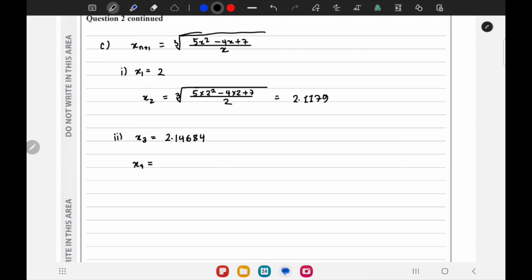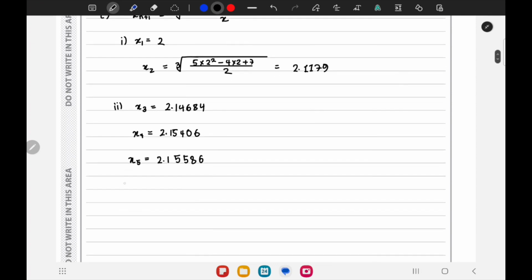x4 would be 2.15406. x5 will be 2.15586. x6 will be 2.19.